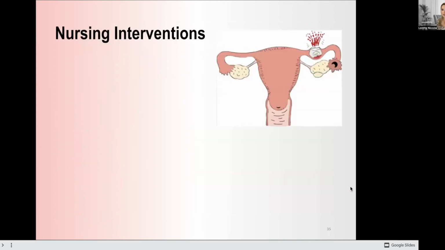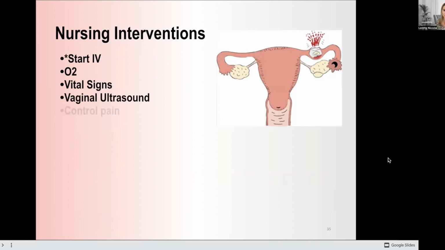All right, nursing interventions. IV, O2, vital signs. Does this sound like an ER nurse? Yeah. Okay, vaginal ultrasound. We're going to see where the pregnancy is, what's going on. Control her pain.